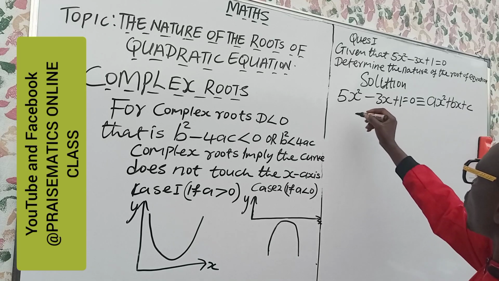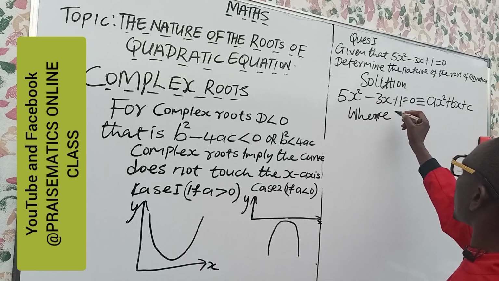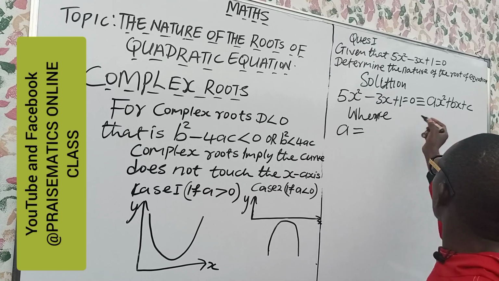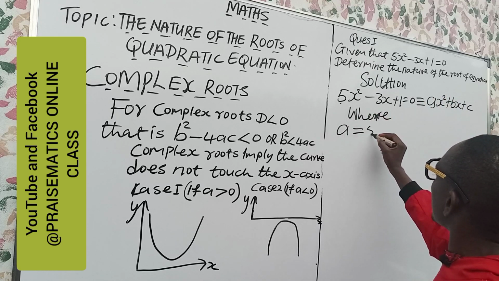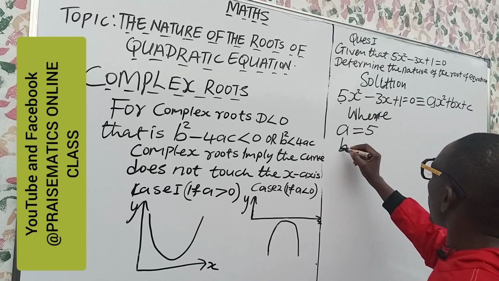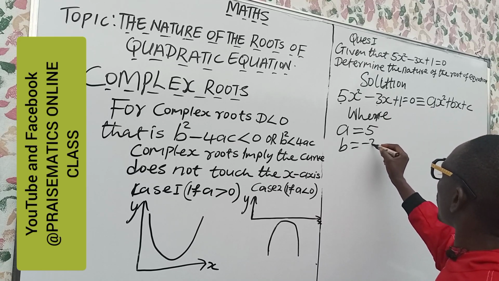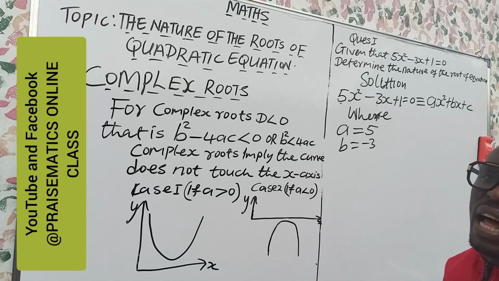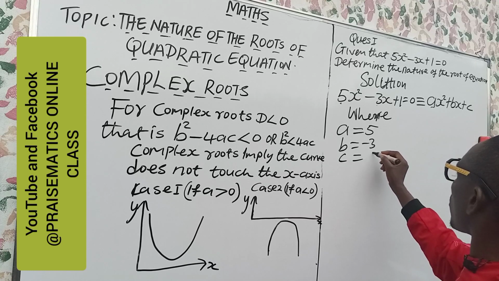Now, how do we do this? We want to list out our parameters. Our parameters here: a is the coefficient of x squared, so our a is 5. Our b is minus 3. And c is the number without an unknown, so c is equal to 1.